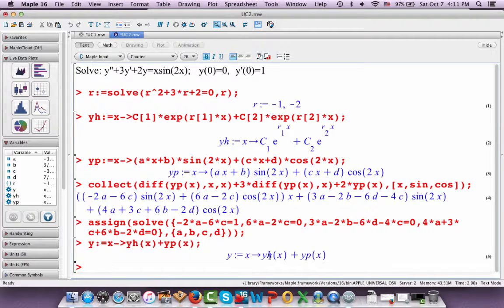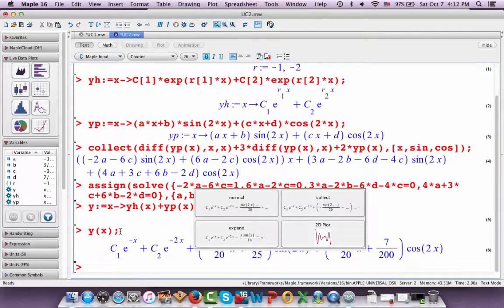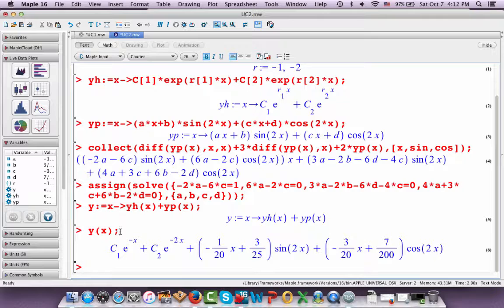And again, notice it just tells you what it did. If I want to actually see what y of x is, I can just type in y of x. And now we can see here's the homogeneous part, and then here's yp, the particular solution. Again, we don't need this. So at this point we have y of x, the general solution.